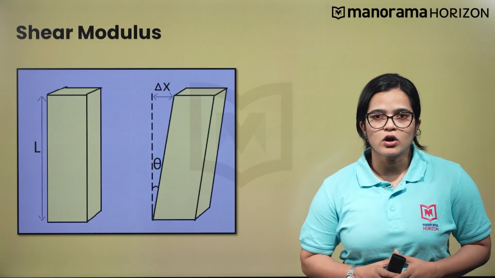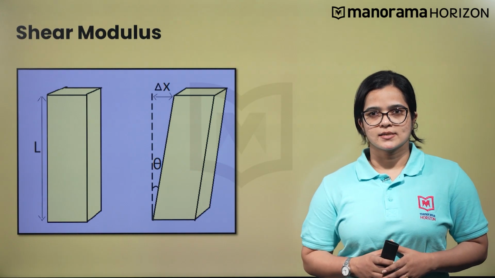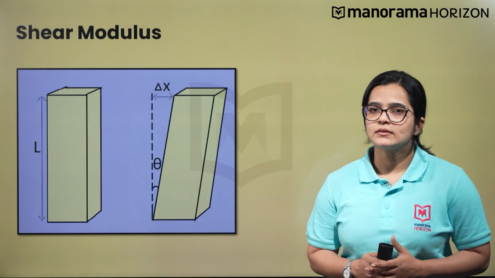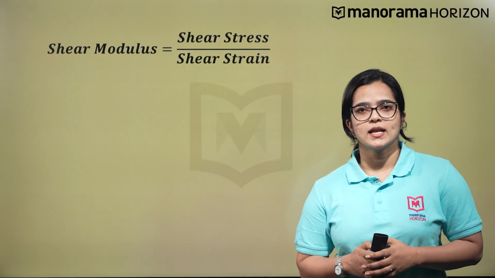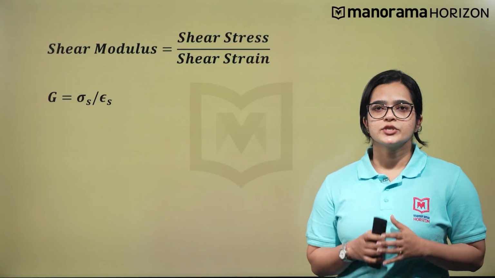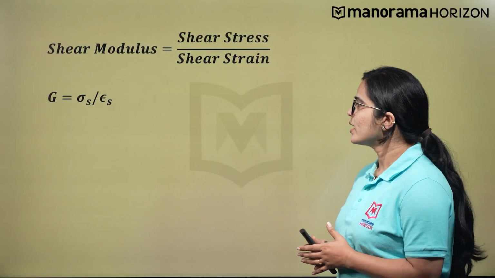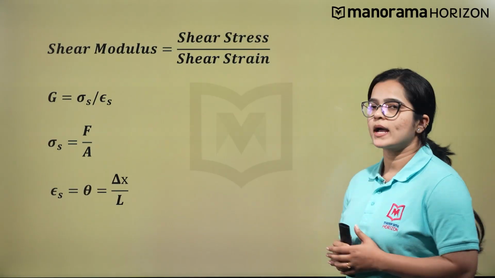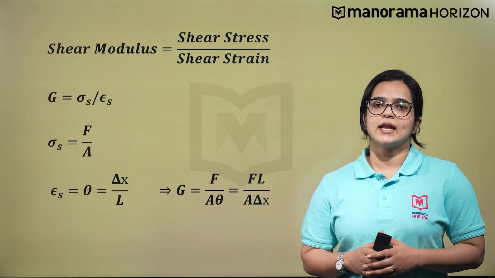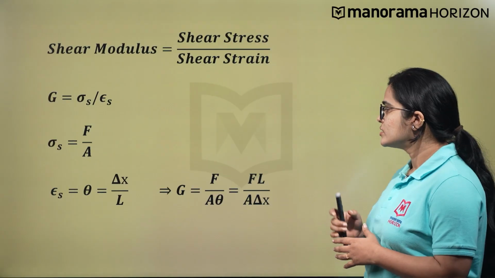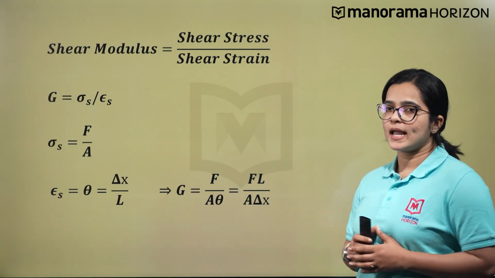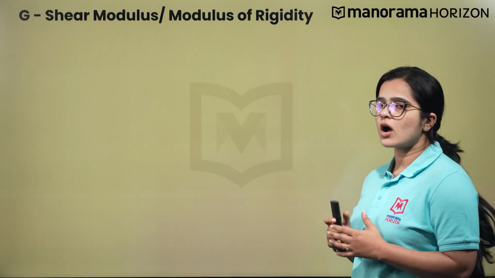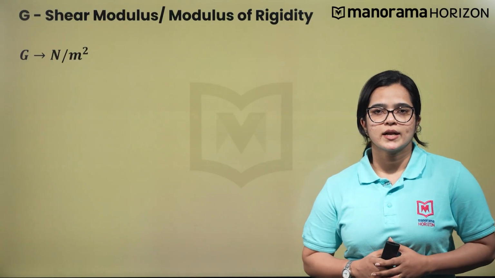Consider a rectangular block of length L under shear stress, and it undergoes a transverse displacement delta x or an angular displacement theta. Then the shear modulus of that material is the ratio of shear stress to shear strain. Here the shear stress is equal to F by A and the shear strain, or theta, will be delta x by L. Substituting these values in the relation for shear modulus, we get G equal to FL by A delta x. The shear modulus is also called the modulus of rigidity and has the same unit as that of stress.